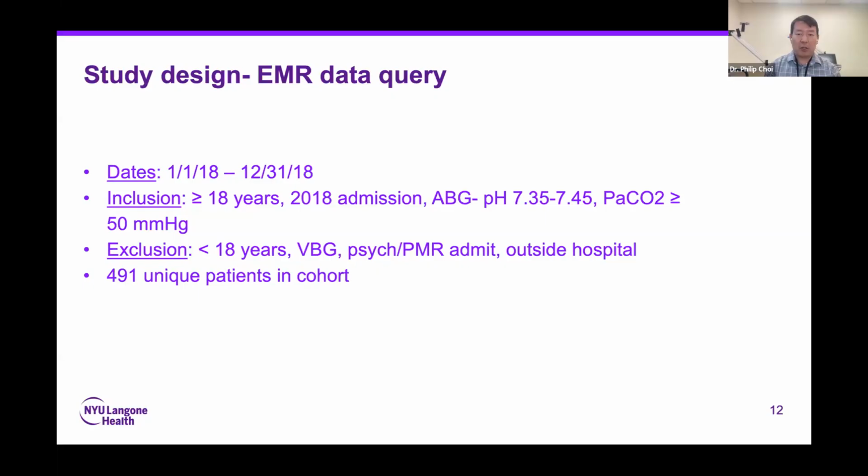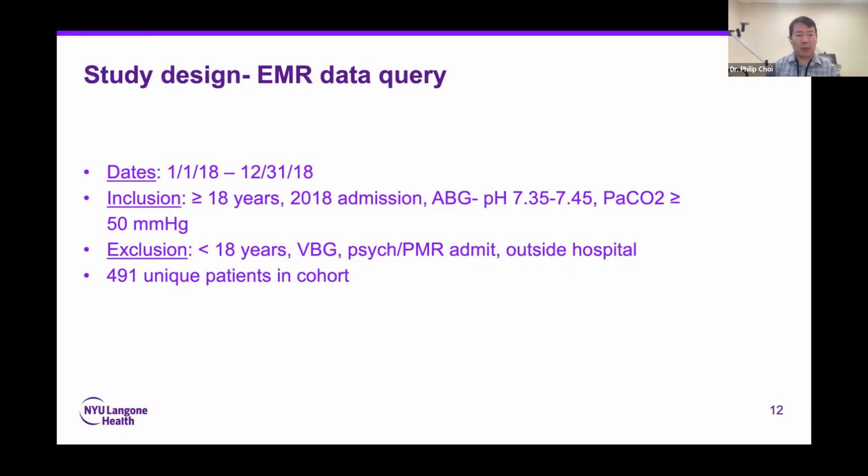And we were looking at patients with an ABG pH of 7.35 to 7.45, so normal pH, and a PCO2 of greater than or equal to 50. So technically above 45 is abnormal, but we really wanted to focus on those patients who were a little bit sicker. So compensated hypercapnia, but a little bit more elevated than what we would consider the upper limit of normal.